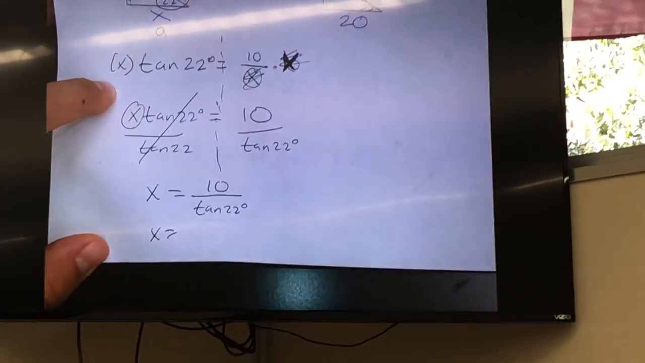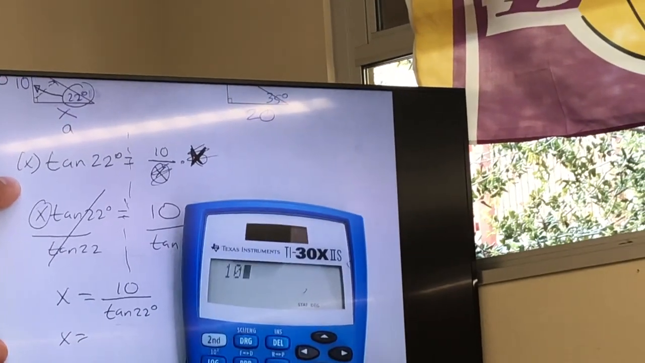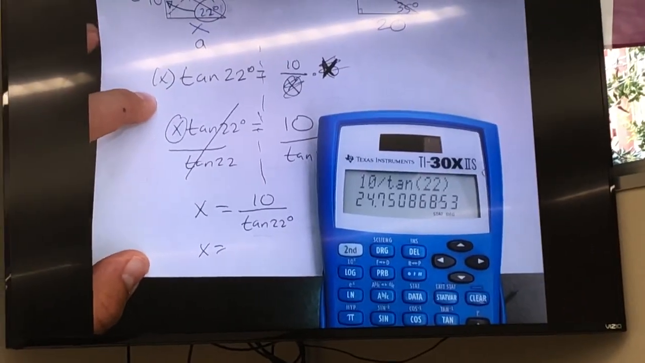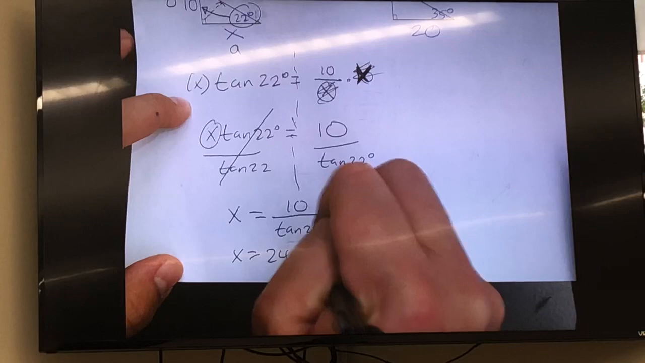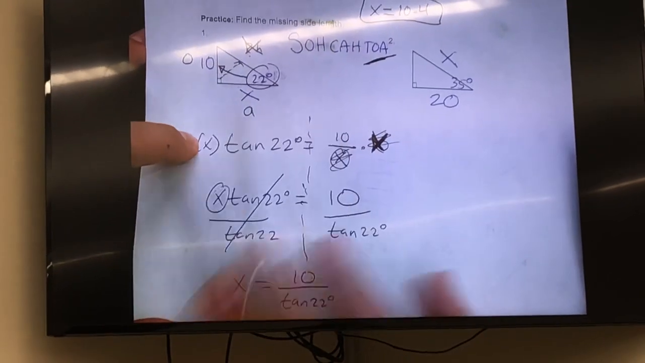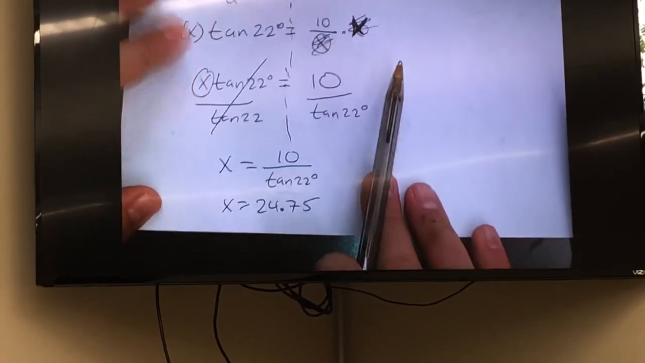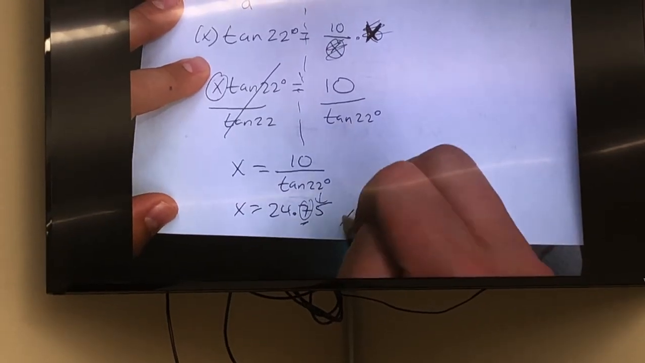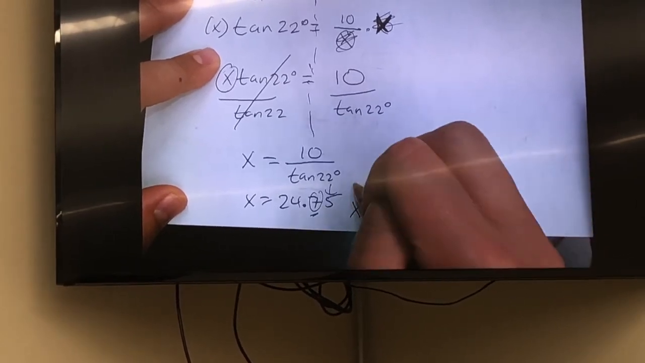Use your calculator at this point. Again, we're going to hit 10 being divided by the tangent of 22 degrees. And you should be getting 24.75. Miss May, is that our answer? It did not say it in the instructions, right? But on our homework, it should be saying something like rounding to the tenth place. So again, our final answer will be x equals 24.8.